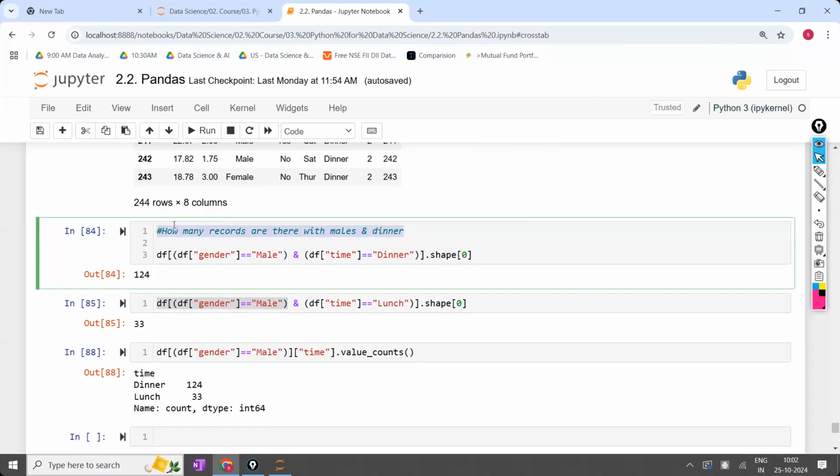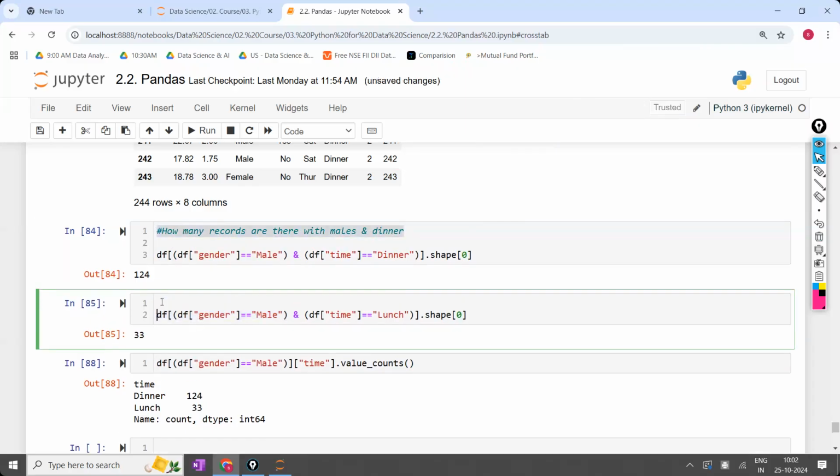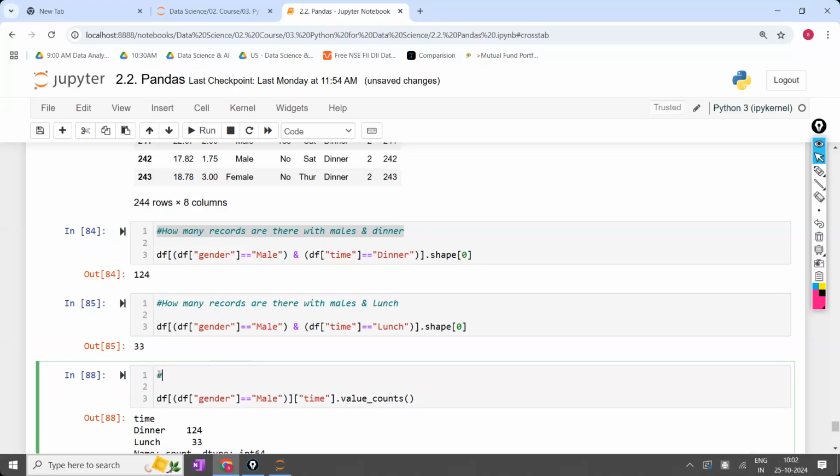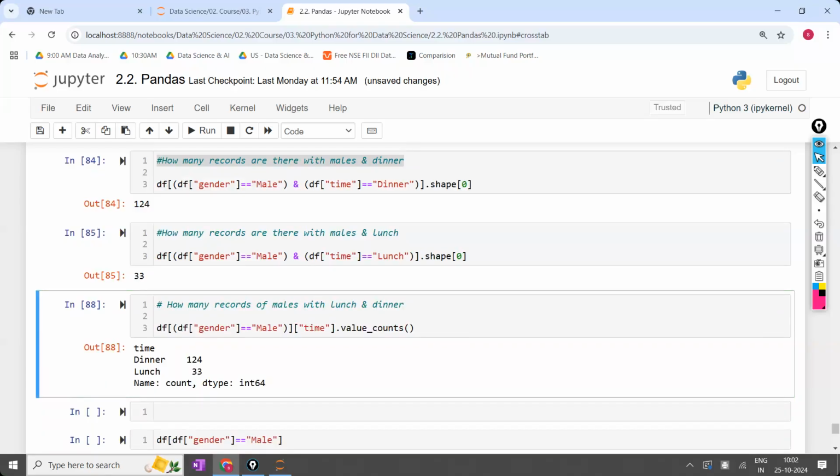How many records are there with males and lunch? This is the answer, no doubt. But here the question is, I want the males. How many records of males with lunch and dinner separately? If this is the question, this is the answer. For that question, that is the answer. For this question, this is the answer.